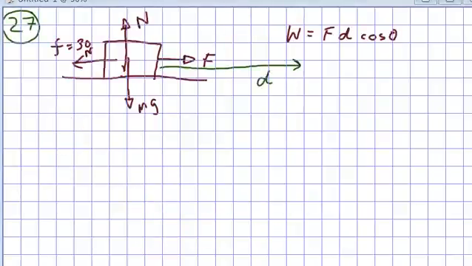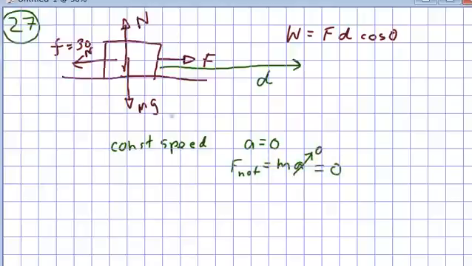Okay, for question 27, we've got a horizontal force F that's pulling this block along. It's a 10 kilogram block. And it's pulling it at a constant speed. When you see the words constant speed, the first thing that should pop into your mind is: what about the acceleration? Zero acceleration, not accelerating, going at a constant speed, which means the net force, which equals ma, must also be zero.